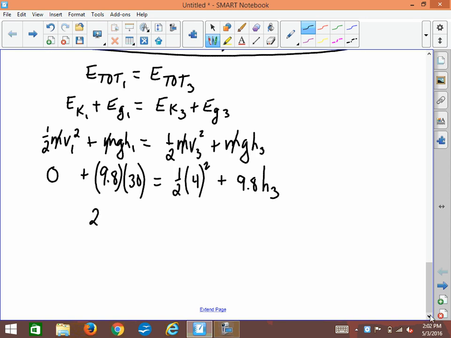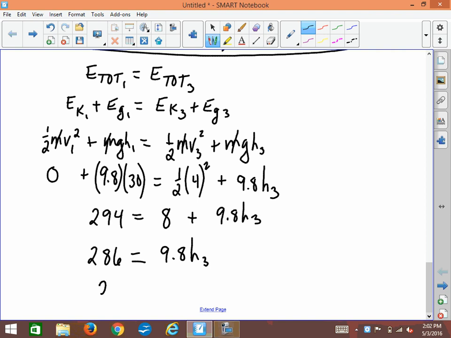So 294 equals, this would be 16 divided by 2, so it becomes 8, and this becomes 9.8 h3. So we take the 8 to the other side and subtract it, so that would be 286, and that would equal 9.8 times h3, and if we take 286 and divide it by 9.8, we get 29. So actually, it's not much of a difference. I should have made it go a little faster. 29.2 equals h3. So in reality, we only fell 0.8 of a meter.